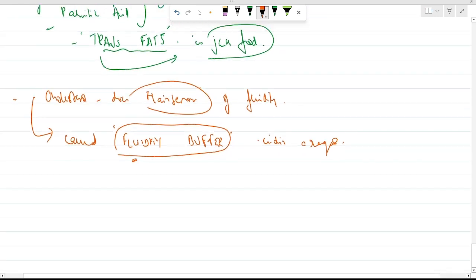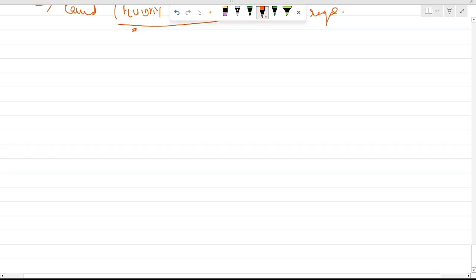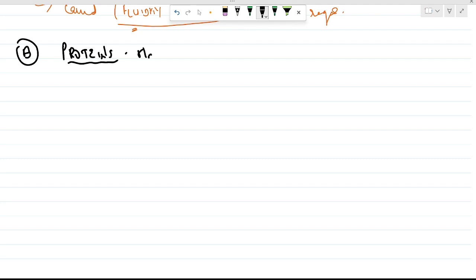So with this we have seen the important forms of lipids in our cell membrane: the phospholipids, the glycolipids, and the sterol form, that is cholesterol. Now the next important component we are going to discuss is proteins. Proteins are the major form, constituting about 55% of total.